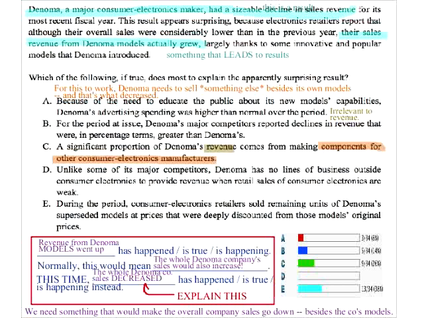For the period at issue, the major competitors reported declines that were in percentage greater than Denoma's. This doesn't really matter because we don't care about their competitors. Like, we're only trying to explain what happened with Denoma. So if their competitors also had declines in revenue, this doesn't help to explain why they did.